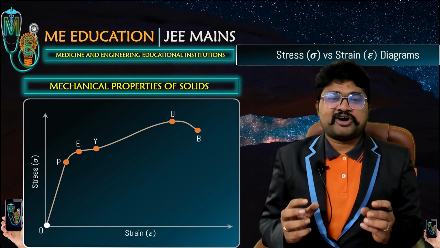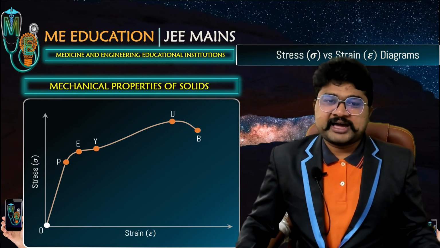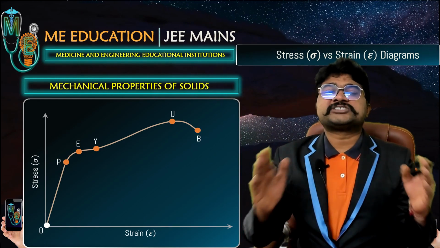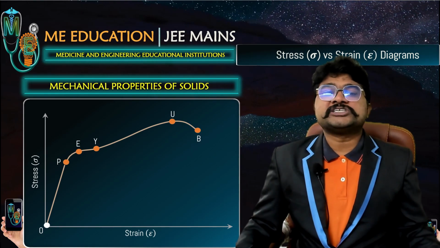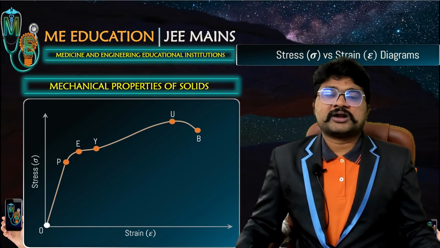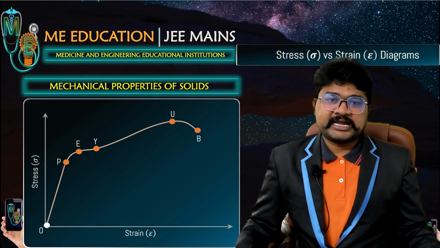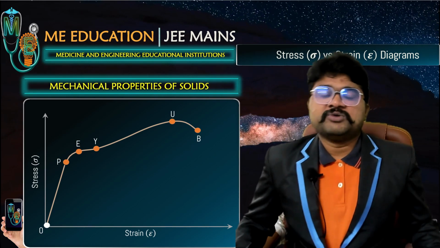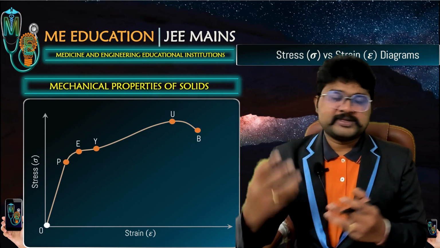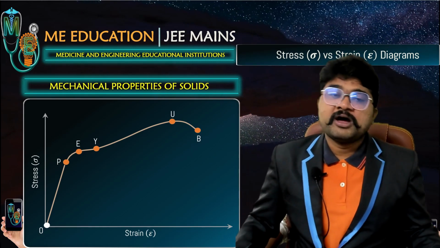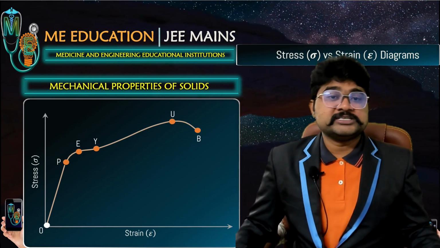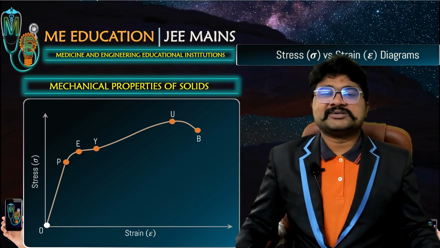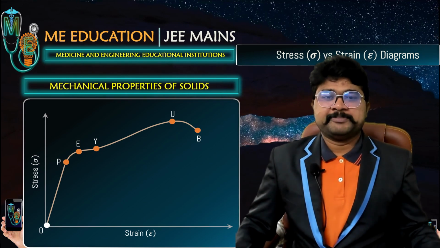We can also draw stress versus strain diagram for different materials. From that, we can extract some properties of the material. Those are elasticity, ductility, and brittleness. These things we can explore from the stress versus strain diagram, and the comparison of these properties across different materials. That part we can discuss in this particular session.